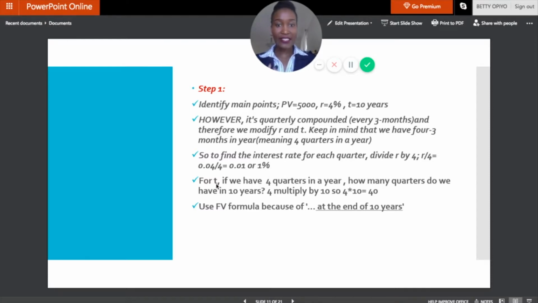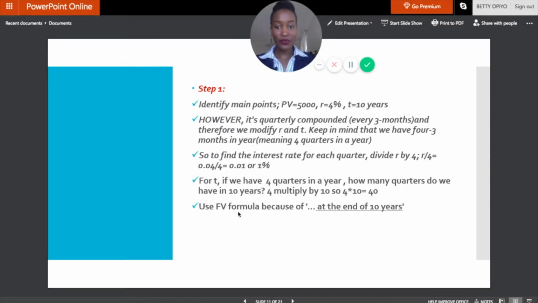And for T, the second item that we're modifying here, you ask yourself, if we have 4 quarters in a year, how many quarters do we have in 10 years? We have a total duration of 10 years, but we need to find how many 3-month periods we will have in those 10 years. We have 4 quarters in 1 year. How many quarters will we have in 10 years? That's why we multiply 10 by 4 to get 40. So T will be 40.